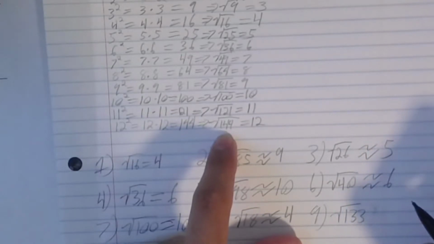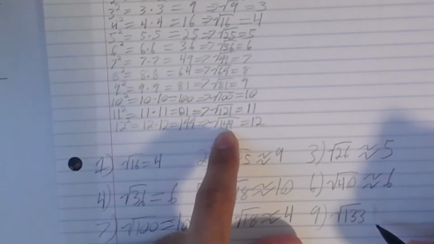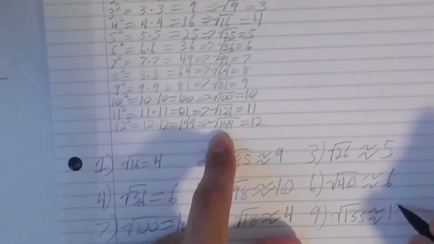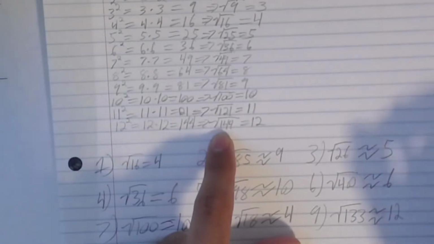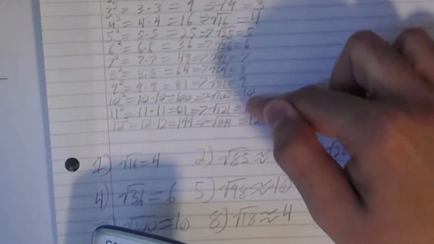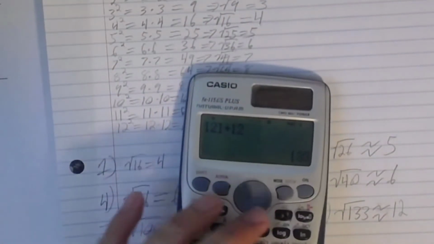And since 144 is closer, we have to choose this one. So it's approximately 12. But in actuality, it's very close to 11.5, which is in between 11 and 12. So let's just do that.